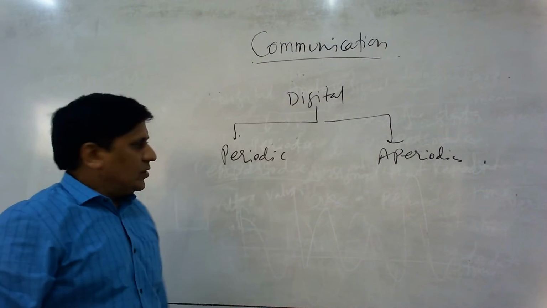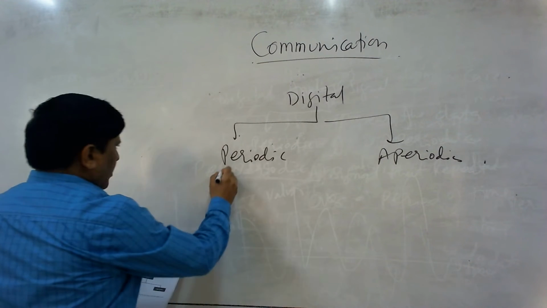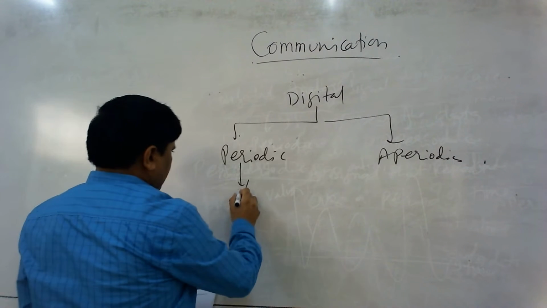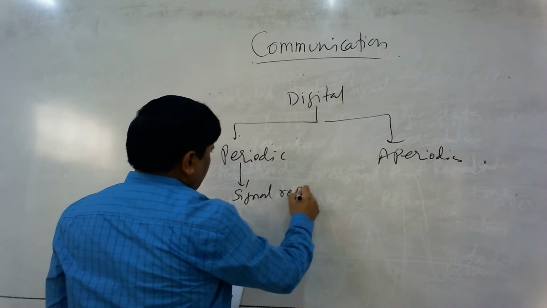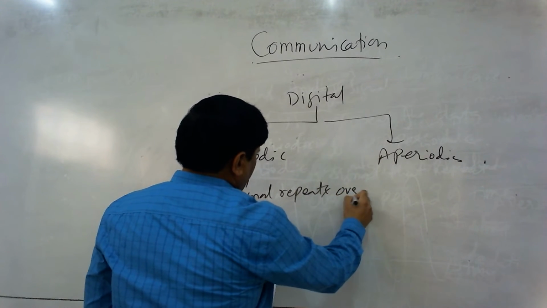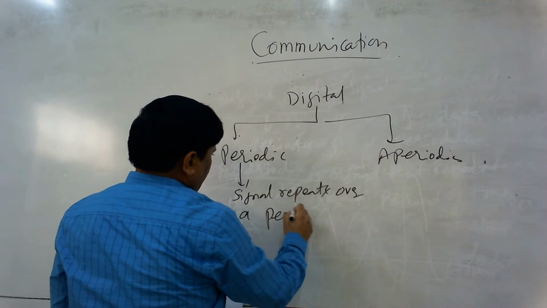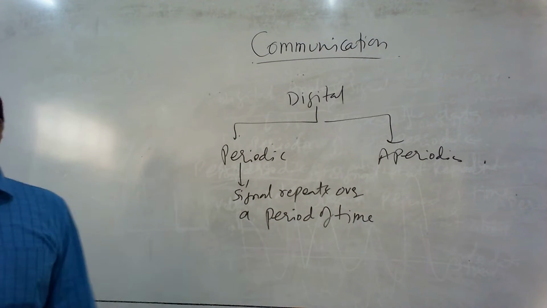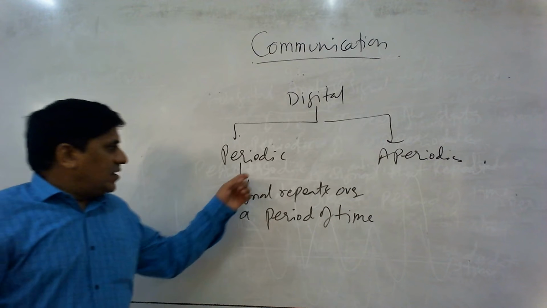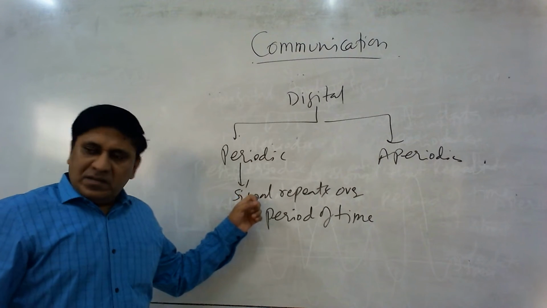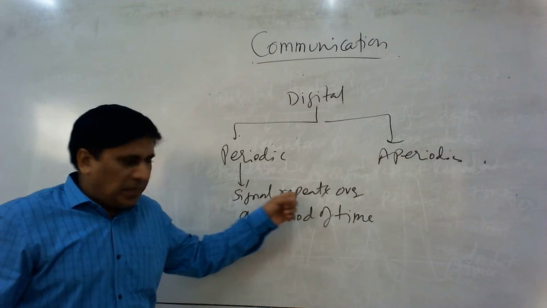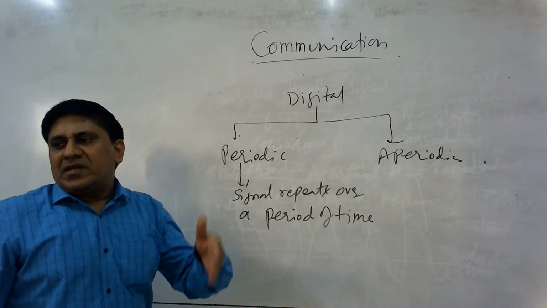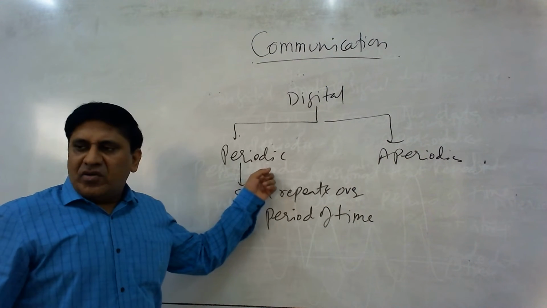Okay. So under the periodic signal, it repeats. A signal that repeats over a period of time is known as a periodic signal. Under the head of periodic signal, it is a signal which repeats over a period of time. एक पर्टिकुलर पीरियड के बाद ये दोबारा रिपीट कर जाए, then it is called periodic signal.